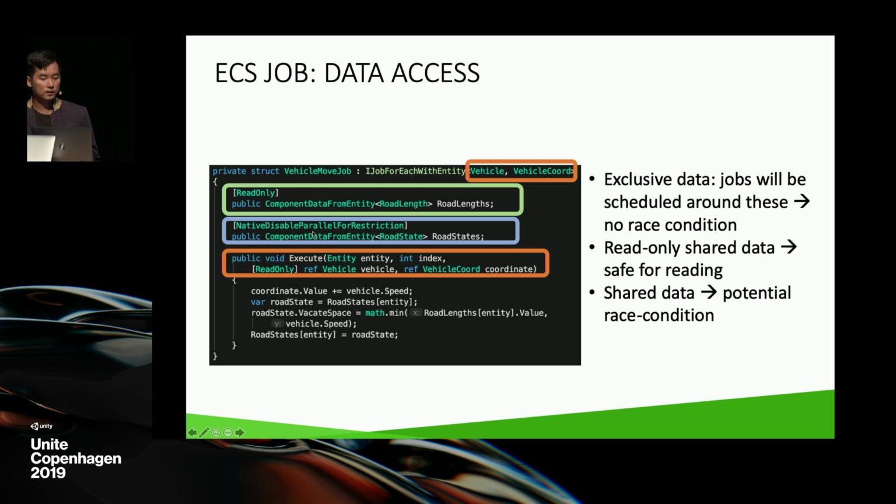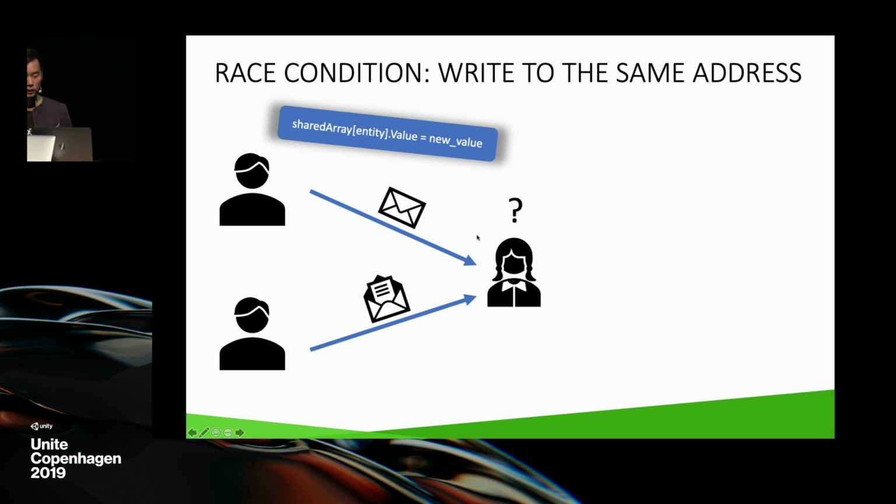And race condition could happen in this array if you're not careful. I will talk about how to avoid them in the next slide. So there are multiple ways a race condition could happen. The popular one is that you're trying to write the same address.